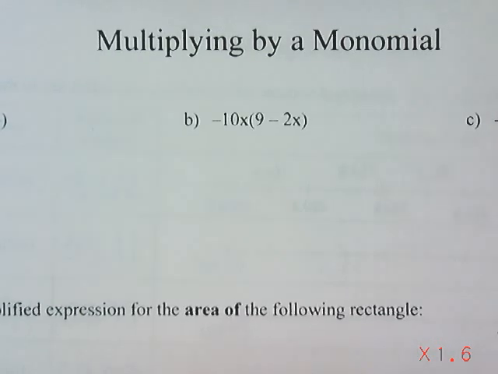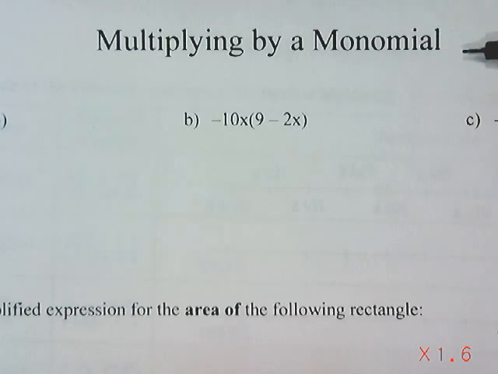In this video, we are going to be multiplying by monomials. A monomial is a polynomial that has one term. So it is something that has an x in it that has one term. So we're going to be multiplying brackets by one term out front.